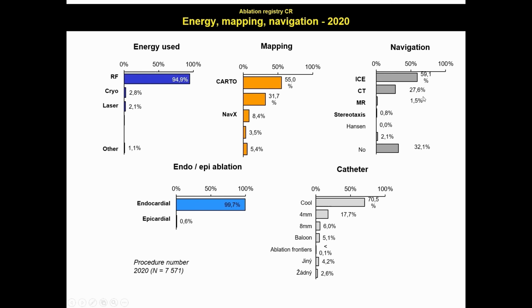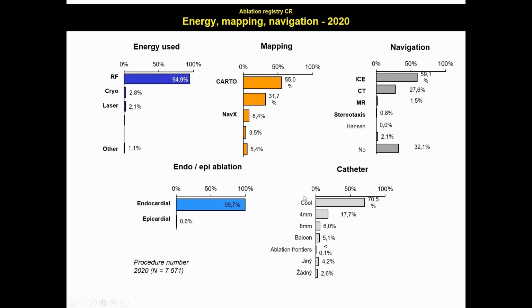And it's quite interesting that in a quarter of all our patients, a CT examination was performed before ablation. In less than 1% of our patients, epicardial ablation is used, mainly for VT ablations. And if VT ablation is 10% of all ablations, it means that around 7% of VT ablations are done using epicardial mapping.